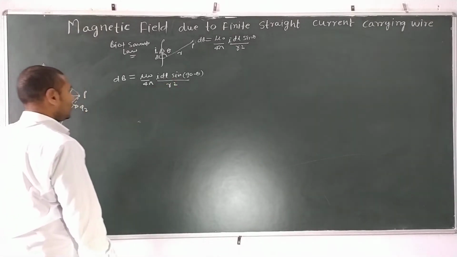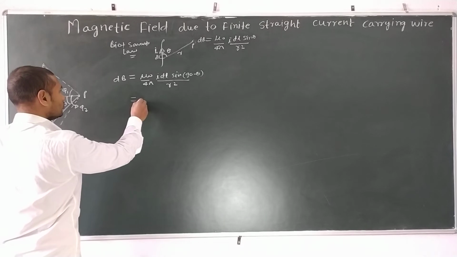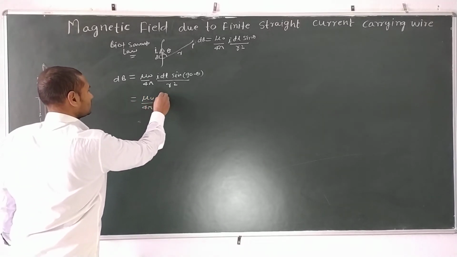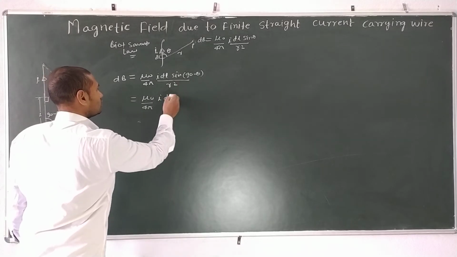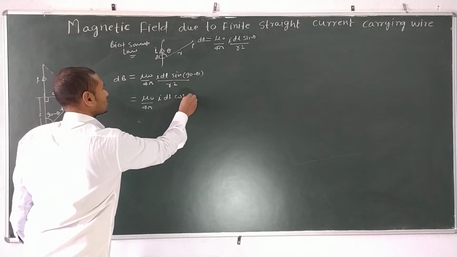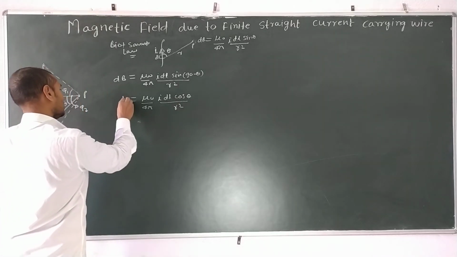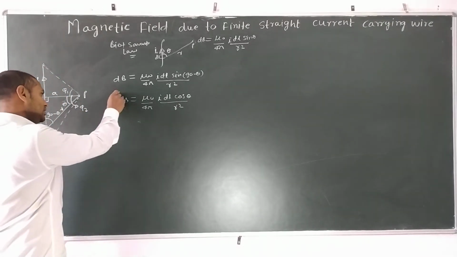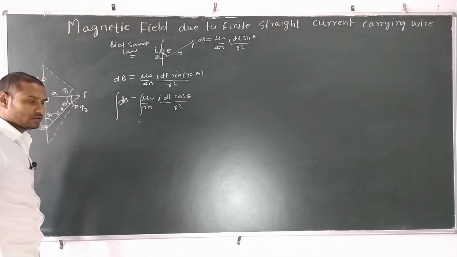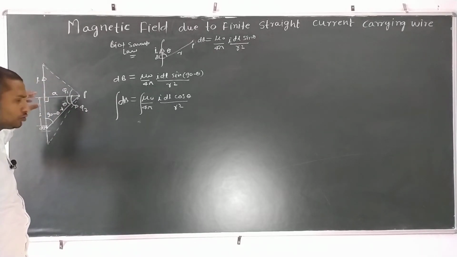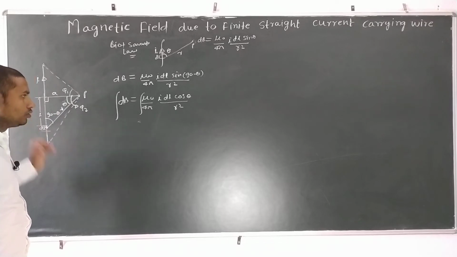After it we know that this becomes mu naught upon 4 pi, I dl cos theta, divided by r square. This is dB. And after it we will integrate this equation to find the value of B due to the whole wire.